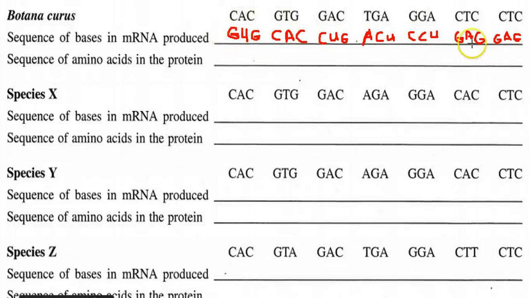they give you the DNA, you have to come up with the RNA strand. And C pairs with G, G pairs with C, A pairs with U, and T pairs with A. Again, please remember this, it's very important.